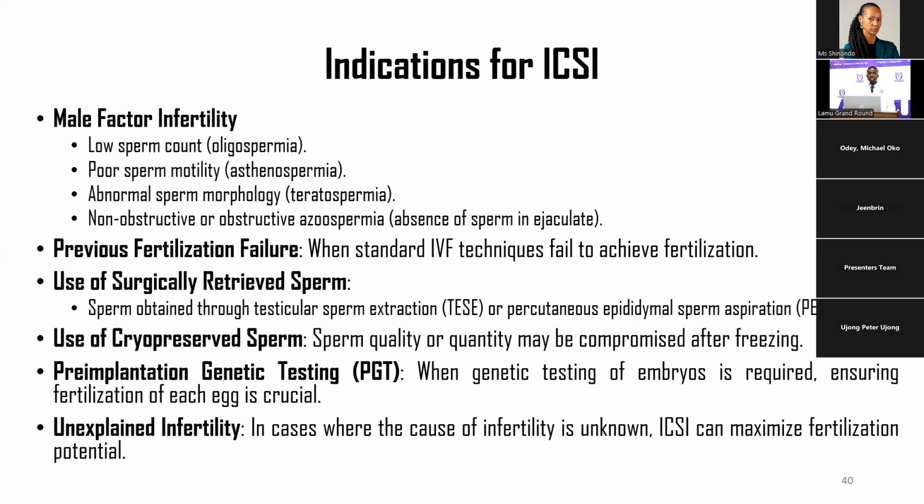So there can be infertility that can disturb the male gender. For instance, we can have low sperm count, poor sperm motility, poor sperm morphology, as well as azoospermia, which can be obstructive and non-obstructive azoospermia.